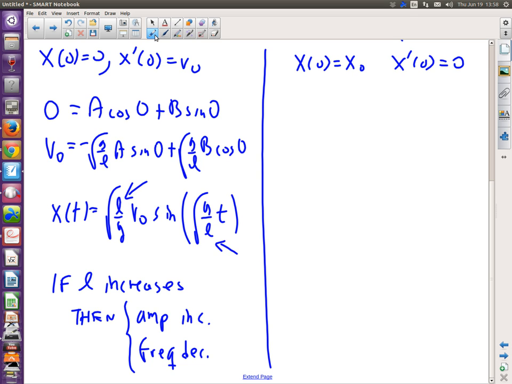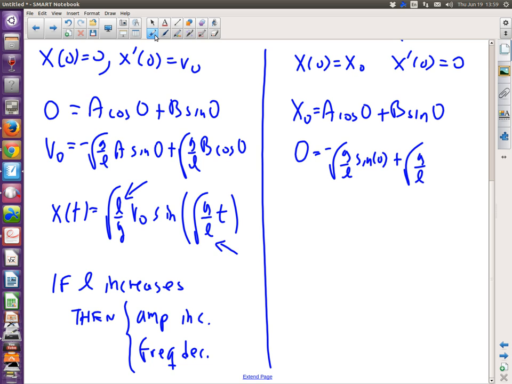So in the first equation, we get that x0 equals a cosine of 0 plus b sine of 0. Now, the sine of 0 is 0, it drops out. Cosine of 0 is 1, so a times 1 is a equals x sub 0, so we know what a is. And in the second equation, the velocity is 0 equals negative g over L sine of 0, that drops out because sine of 0 is 0, plus rad g over L b cosine. Now cosine of 0 is 1, so rad g over L b equals 0 makes b 0. So b is 0 and a is x sub 0.